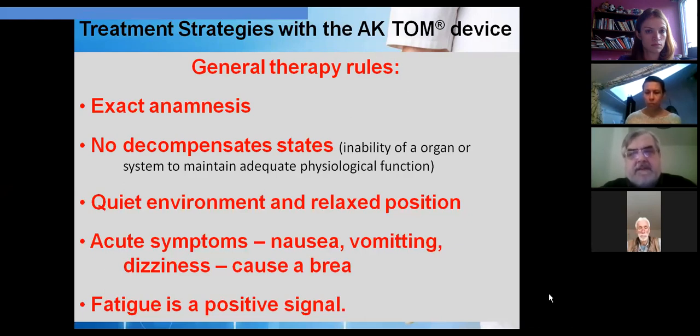And some persons are very sensitive to electromagnetic radiation. These persons normally describe that they can't sleep in rooms with high voltage electrical wires, or they feel the influence of smartphone radiation. These very sensitive persons can have these acute symptoms, and then you must break the therapy, or you must shorten the time of the therapy. A fatigue is a positive signal. If you see your patient during the treatment show symptoms of fatigue, or even start to sleep, it shows you that the treatment is successful and influences the systems of the body.